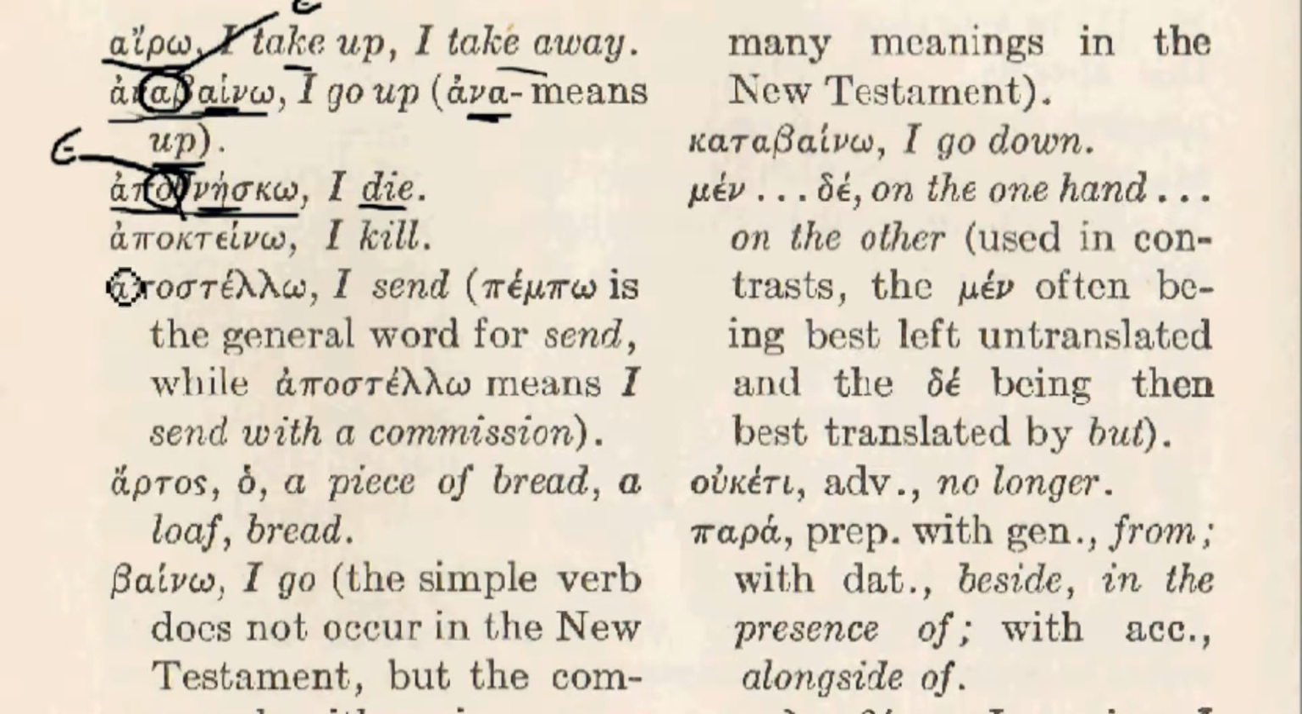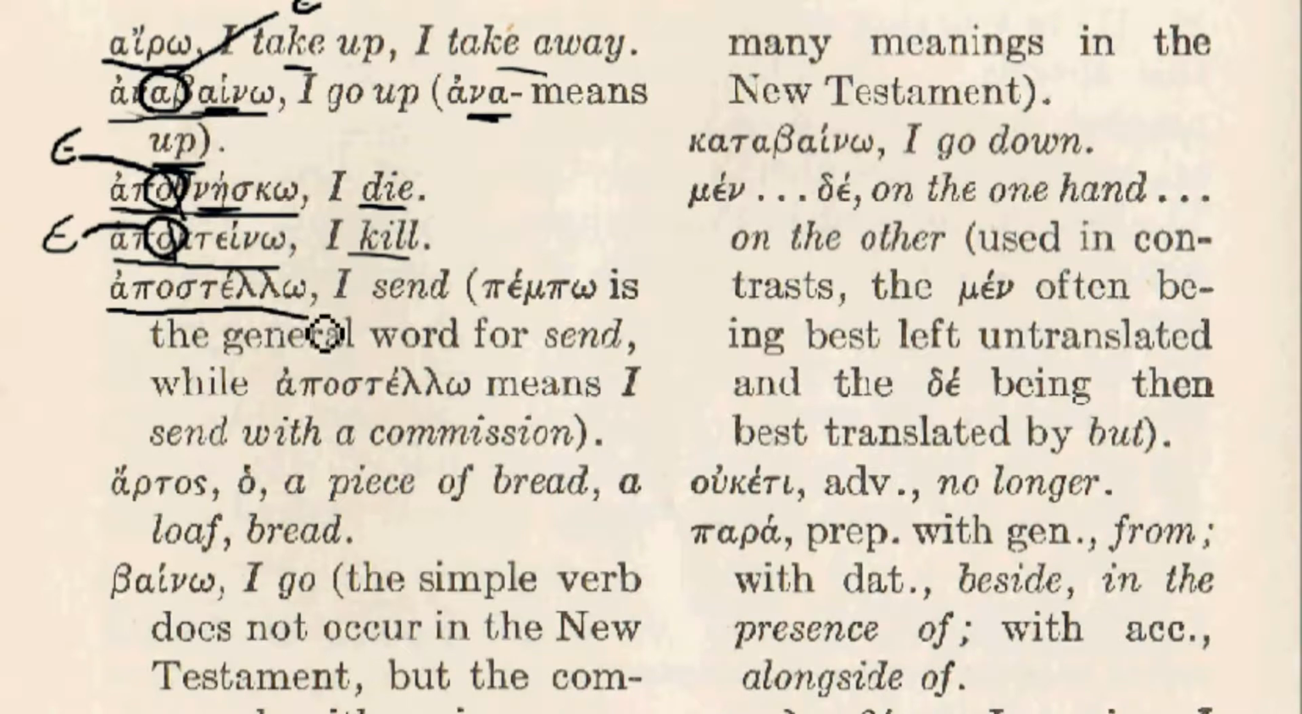Again, we have apokteno. This is the word that means I kill. Once again, it's a compound verb, and so to augment, we're going to see the junction right there, and we're going to put the epsilon there, so it'd be epektenon if we're using the imperfect.